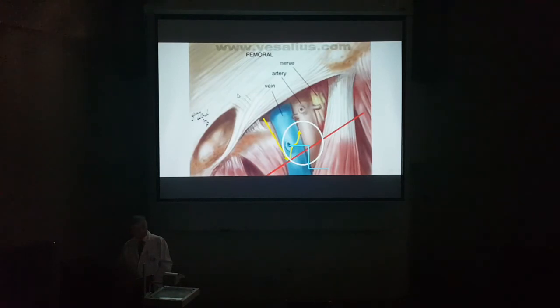Increased intra-abdominal pressure will push the lining of the abdominal wall, which is the peritoneum, and probably contents through the femoral canal. Things will come down, and you know what is this red line? I will tell you. This is insertion of a fascia.